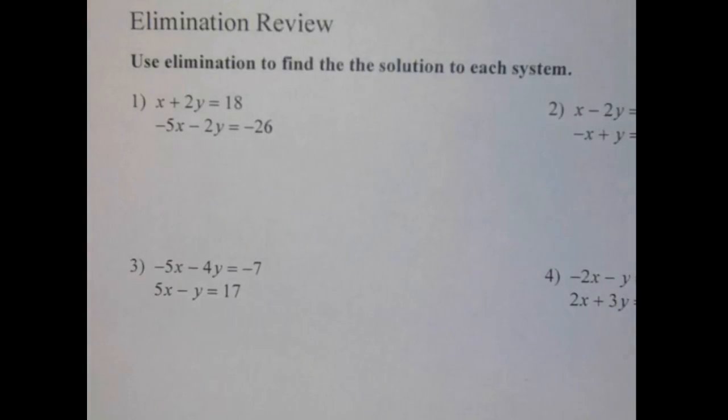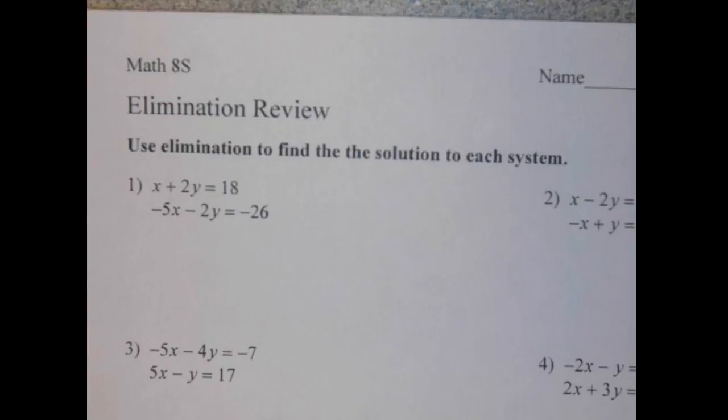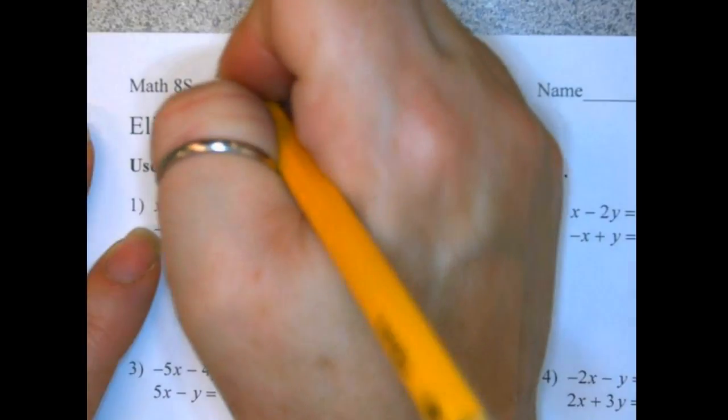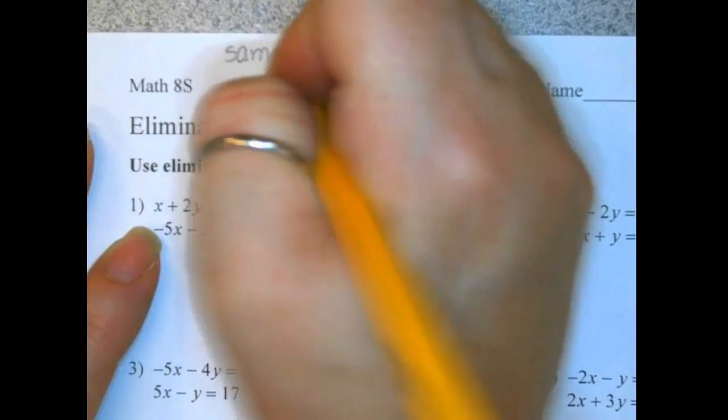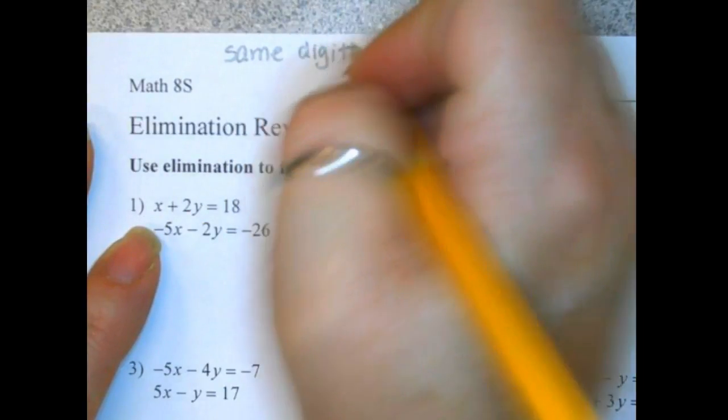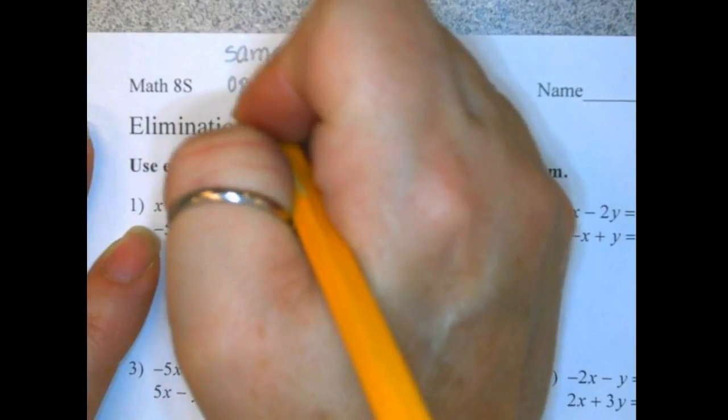So, we're going to start by writing down the 2 things that I need for elimination method to work. What do I need for elimination method to work? Good. So we're going to write this down at the top of our page. I need the same digit and opposite sign.